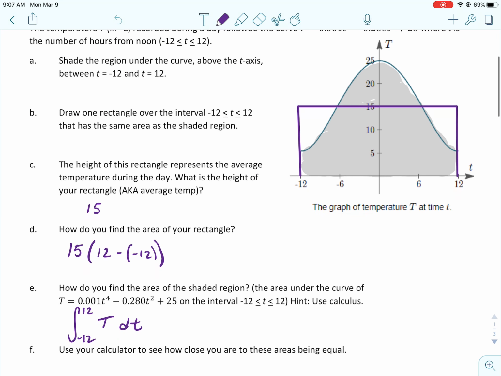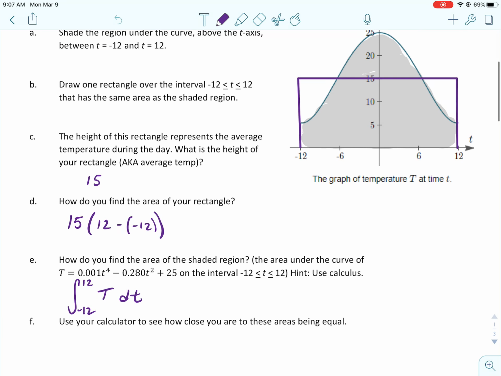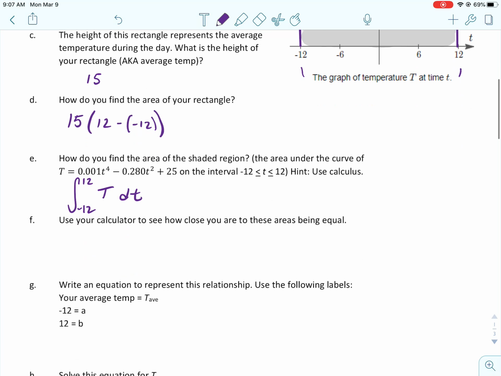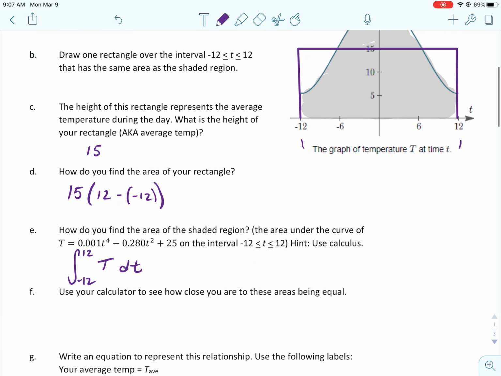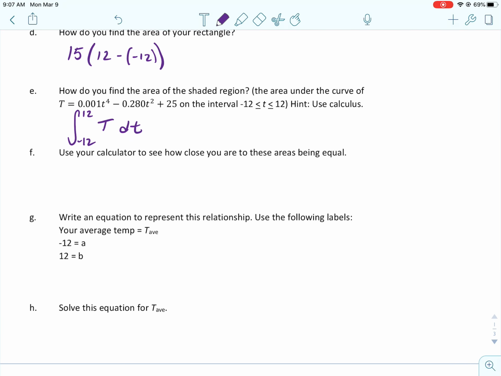All right, and then I did a shortcut when I wrote it here. But to find the area under a curve, it is the integral. And we're finding the area from when t is negative 12 to where t is 12. So that's the integral from negative 12 to 12, the upper and lower limits of the function. All right, so I used 15. That was just a guess. And so when I did my area for my rectangle, I did 15 times 24, which is 360.